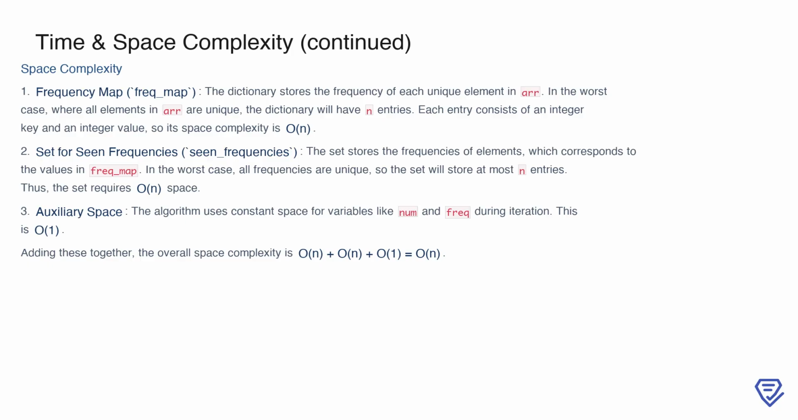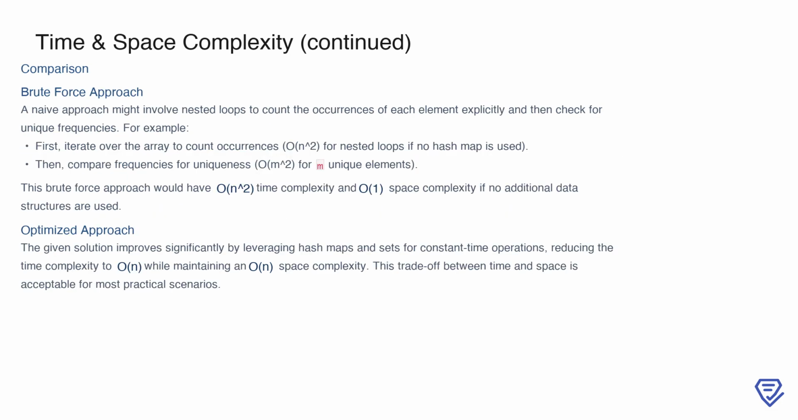Beyond these data structures, the algorithm uses a constant amount of auxiliary space for variables like number and frequency during iteration, which is O(1). When we add these components together, the overall space complexity becomes O(n) plus O(n) plus O(1), which simplifies to O(n). Let's compare this optimized approach with a brute force solution.